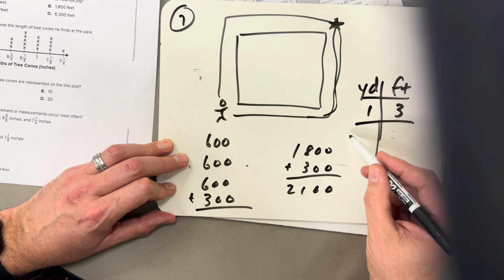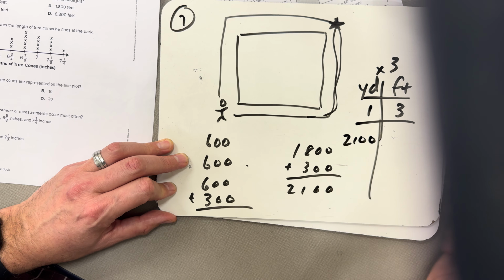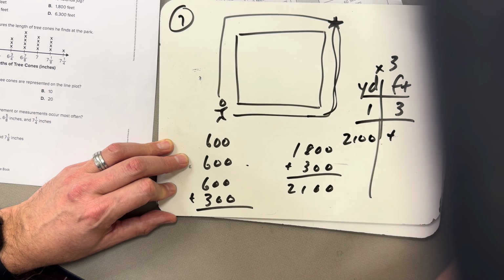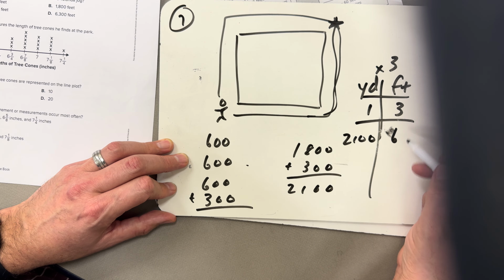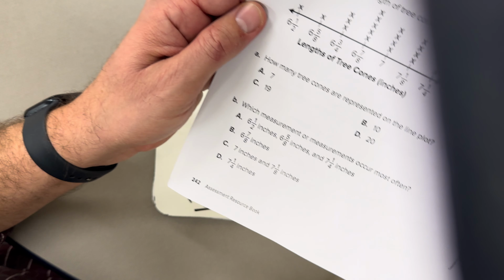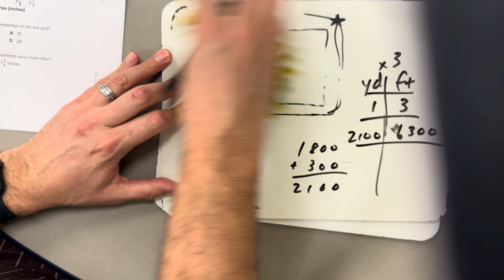So that means that 2,100 yards, we have to do times 3. If you do the math, you can think about it. 2 times 3 is 6. 1 times 3 is 3, and then 2 zeros. Should end up with 6,300 feet. Again, we've done this. That's why I'm going so fast. We did these today, 8 and 9.